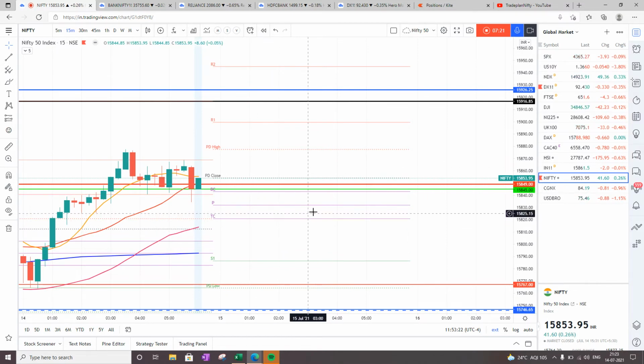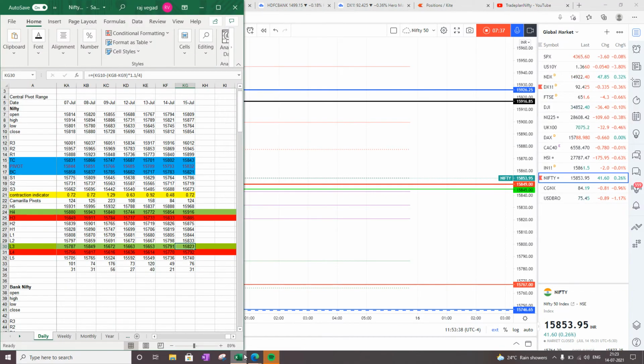And the third option is that it opens below pivot, because the overnight scenario could change, and if that happens, then it is sell on rise market at 15,850, or at previous day high, which is at 15,877, which is also closer to H3 for tomorrow, which is at 15,885.